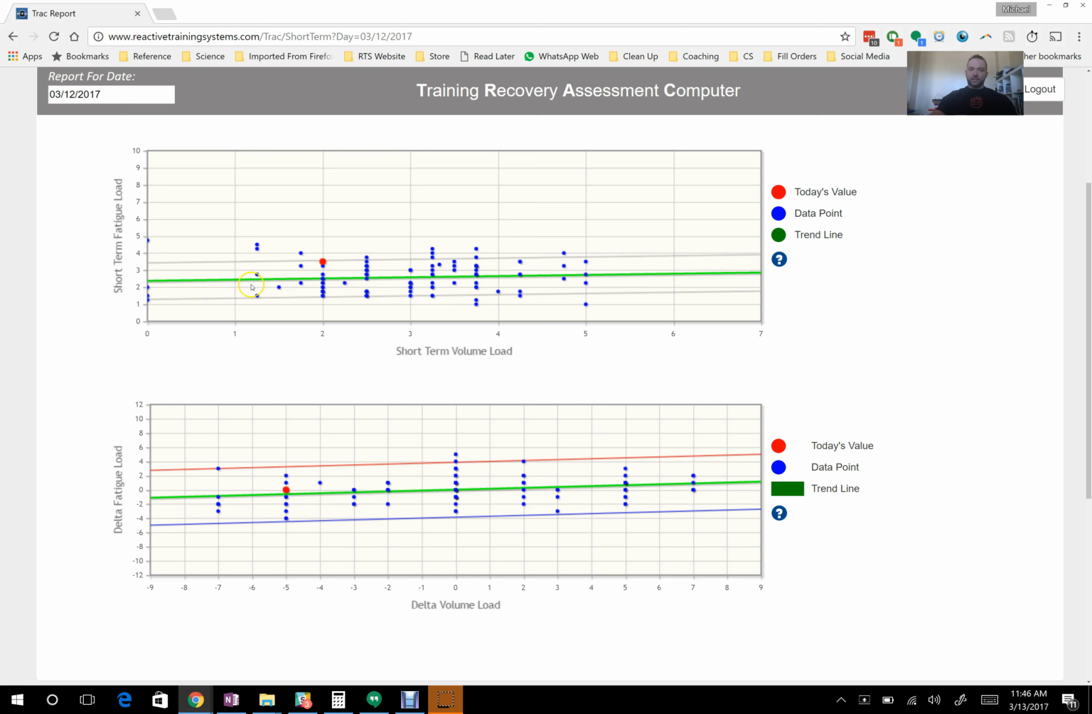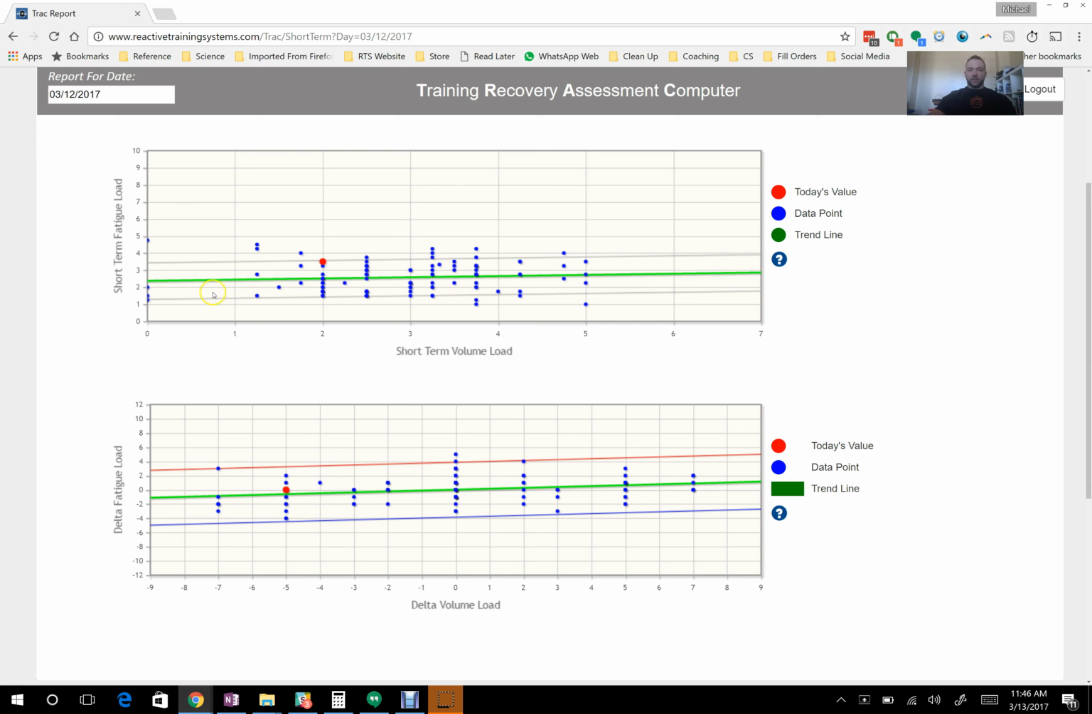So what that tells us is this is a pretty flat green line. So that tells me that for this lifter, the change in volume doesn't really matter a whole lot. As we look at differences in volume over a 4-day period, the average fatigue that this lifter is experiencing is pretty consistent. It seems to always be around a 2.5 or a 3.